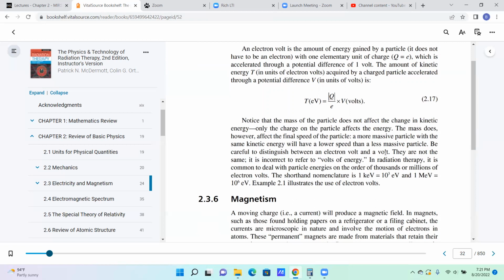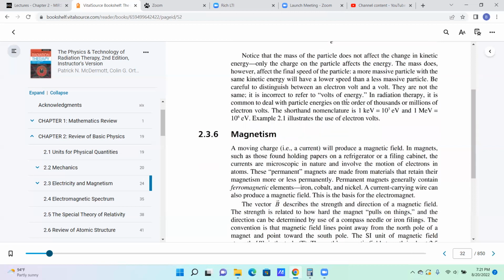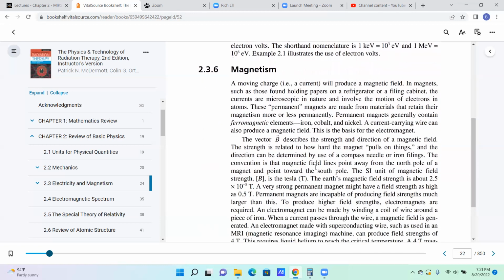An electron volt is not the same as a volt. Volts are not energy. It is common to deal with particle energies of the order of thousands or millions of electron volts, and that's why we have the prefixes as we discussed before. Okay, so up to this point, we had talked a lot about electricity, but we mentioned electricity and magnetism earlier.